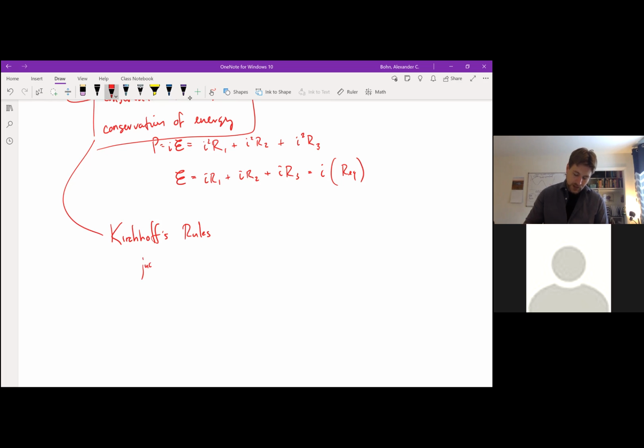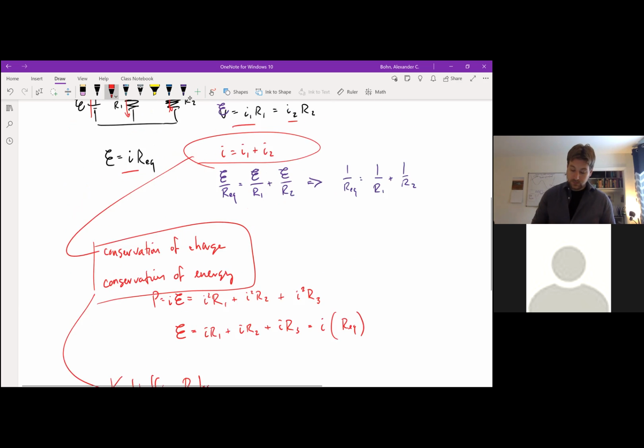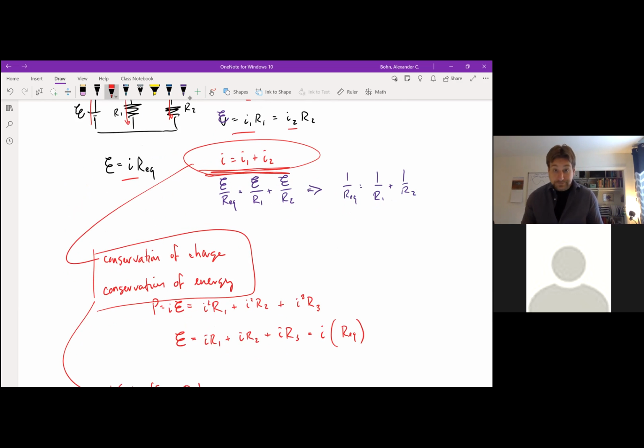There are two. There's the rule about a junction. Anytime we have two paths or more, leaving from one path coming in, or vice versa, the total current coming in has to be equal to the total current going out. That's what we said.